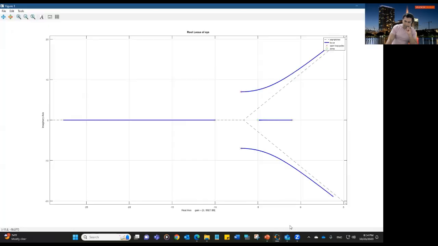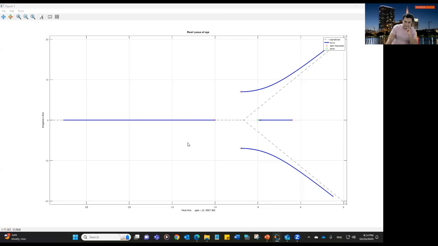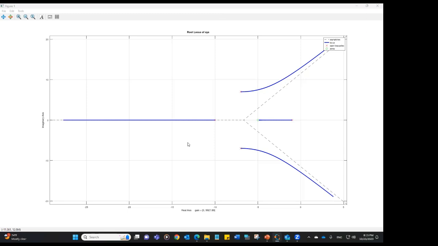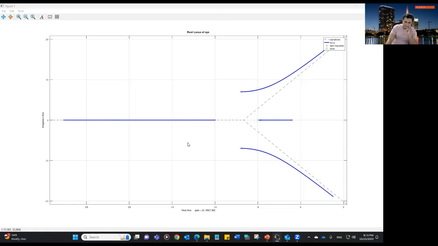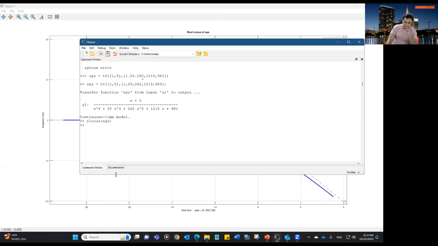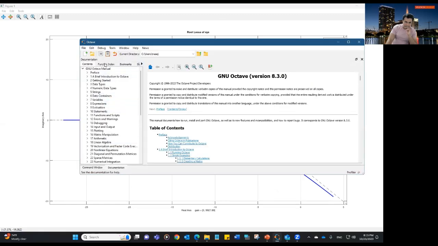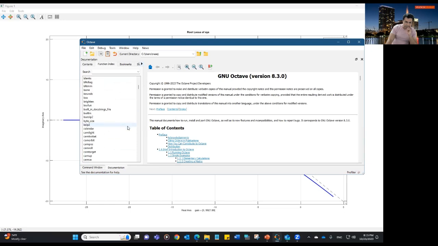And as Andre said, let me open the chat. So you are doing sym2poly of s+5. Is that the MATLAB help that you checked, Andre? I had to go on their website for Octave, and I found it there. Okay. All right. You can also do it from the documentation. I think it should be there. Function index. I don't know if it's going to be the same or different.